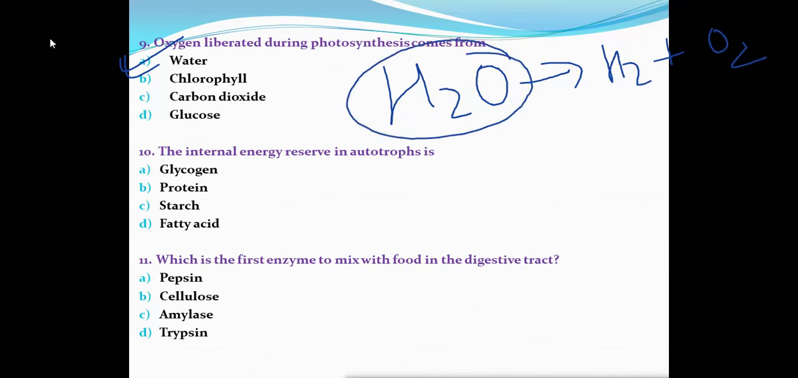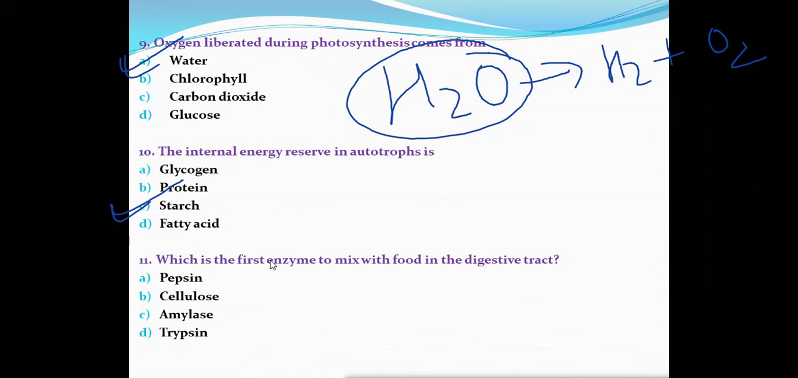The internal energy reserves in autotrophs: once the plant prepares the food with the help of photosynthesis, it will be stored in the plant body in which form? It will be stored in the plant body in the form of starch. But in animals and human beings, it is stored in the form of glycogen. Okay, so just remember that in plants, food is stored in the form of starch, and in animals, it is stored in the form of glycogen.